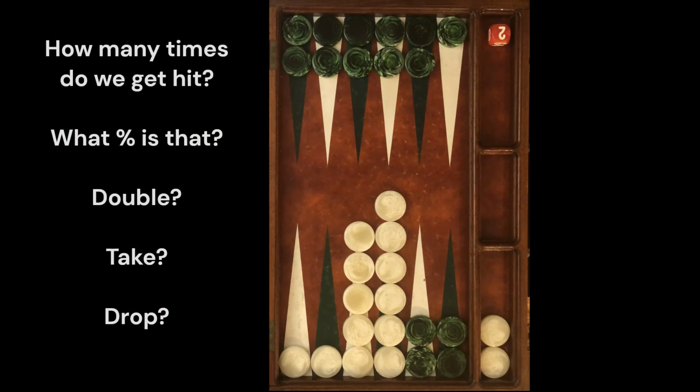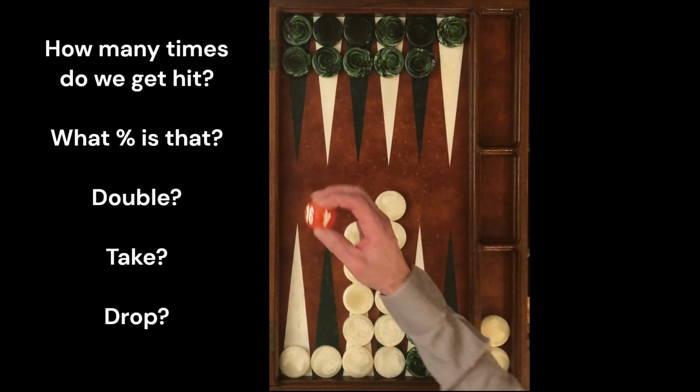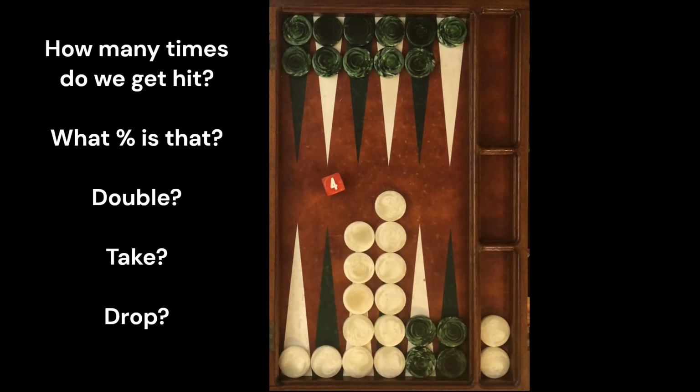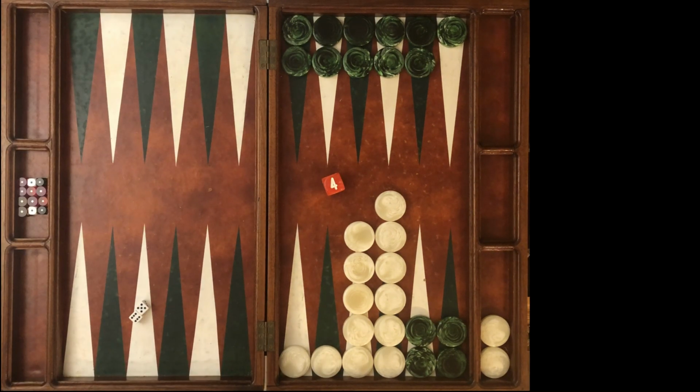What's a proper cube action here? If your opponent cubed you, would you take? Would you drop? A starting point of this is to look at how many rolls hit. Even if all you do is get an estimate, it's better than just guessing.